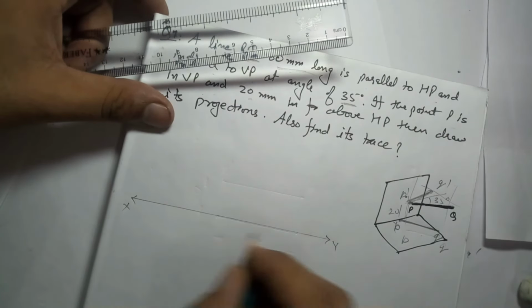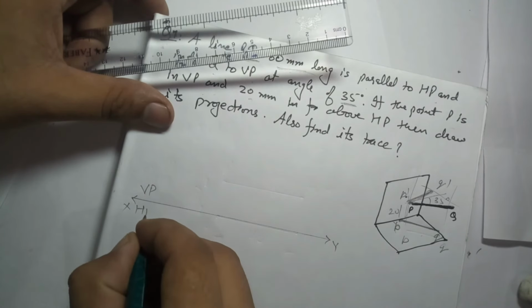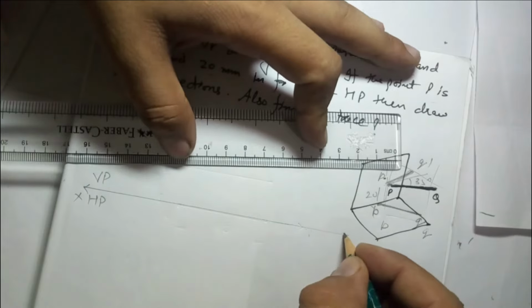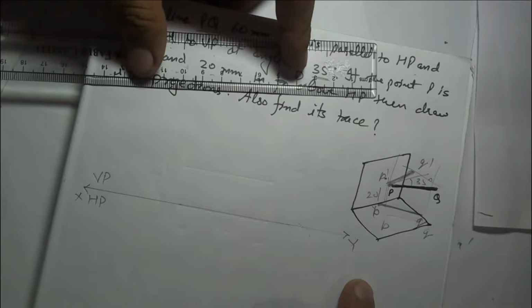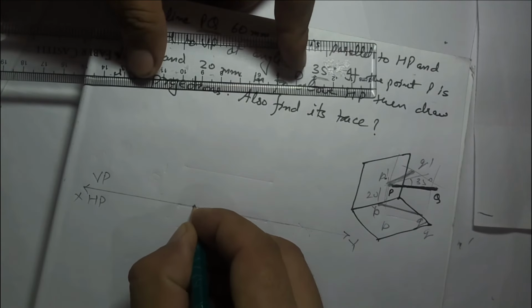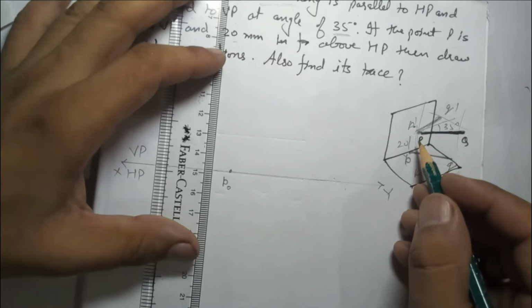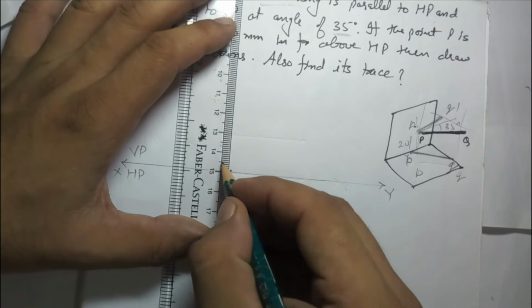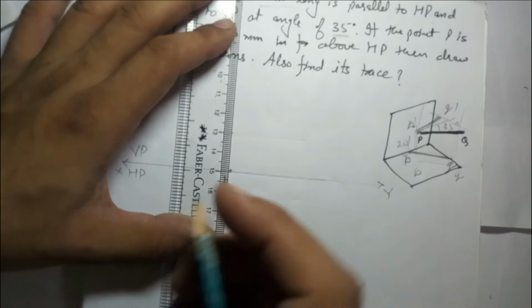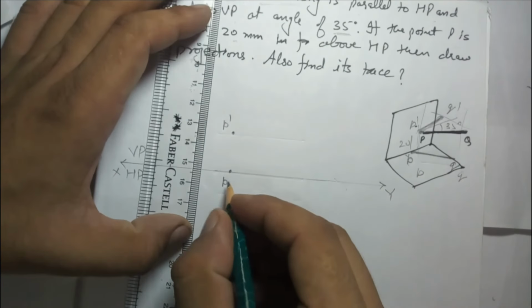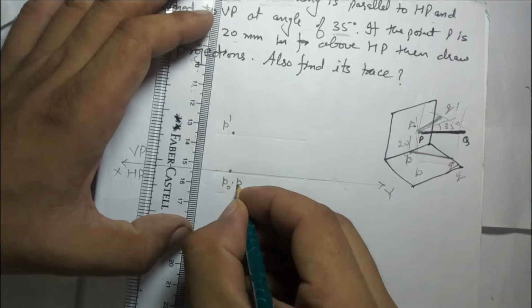Sharpen your pencil after 1-2 diagrams, otherwise you will start making dark diagrams, so avoid that. In the question of trace, try to take a long XY line so that the trace comes inside the diagram, otherwise it will go outside. So this is the XY line. Now we will start with the point P. It is given 20 above XY, so we will take 20 above XY. So this is the point P dash front view, and it is the same point P top view.